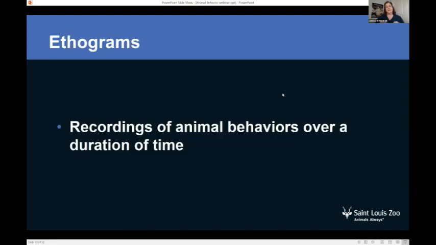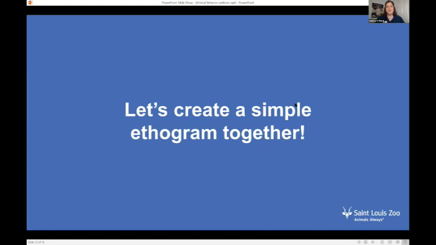Ethograms. This is where it gets fun, everyone. Ethograms are where we record animal behaviors over a duration of time. So we are going to make one ourselves. Ethograms are how animal behaviorists record the data that they are discovering. So we're going to make one together. This is where your paper and your writing utensil come in handy. So grab your piece of paper and your writing utensil.